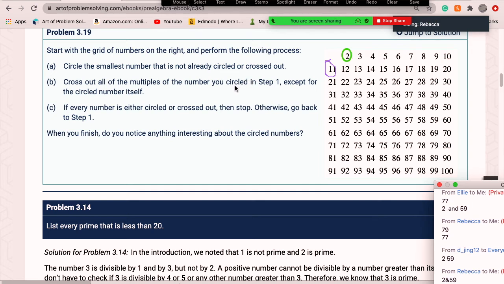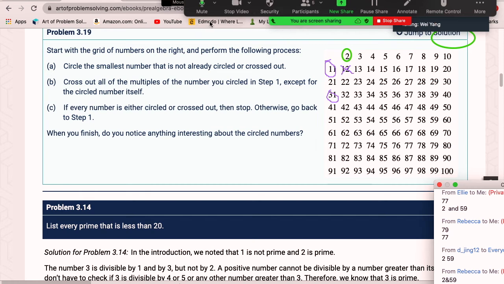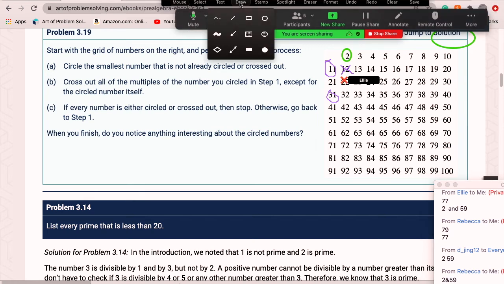What do you mean, crossed out and circled? The ones that are not supposed to be circled are supposed to be crossed out. So cross out the number that is not supposed to be circled, like 12. Now let me explain to you.